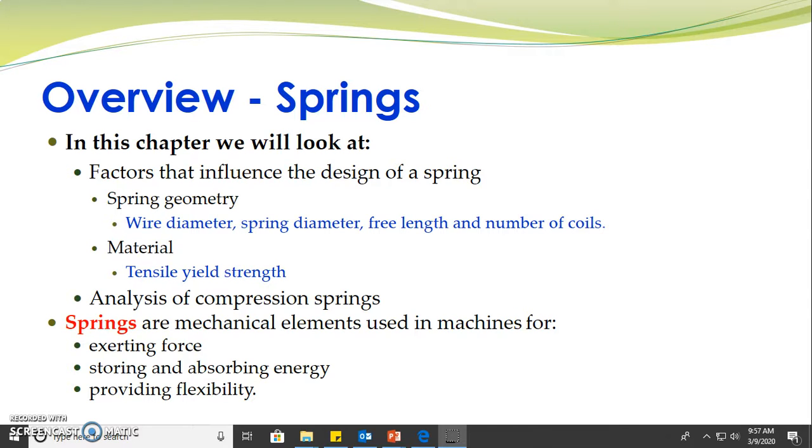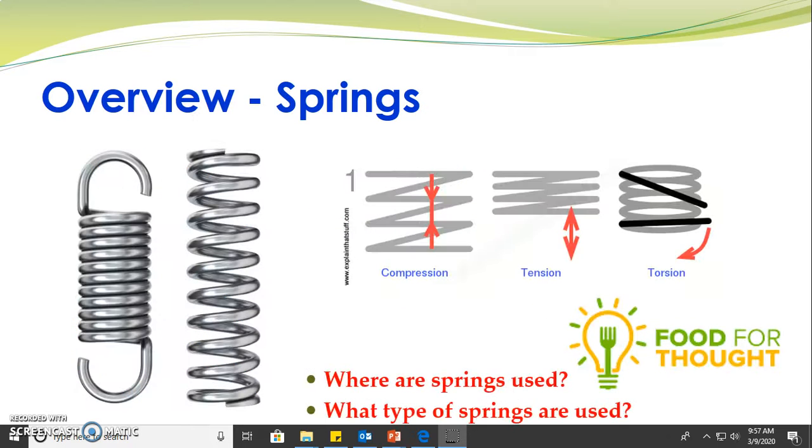So a spring is a mechanical element used in machines for either exerting force, storing and absorbing energy, or to provide flexibility. So here we have the two most common types of spring. This is an extension spring and this is a compression spring.